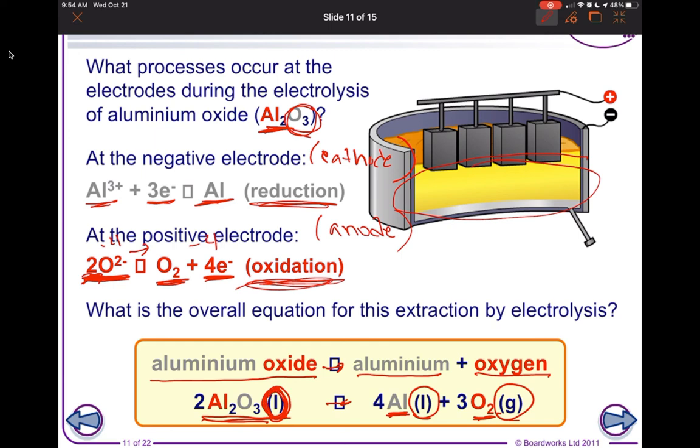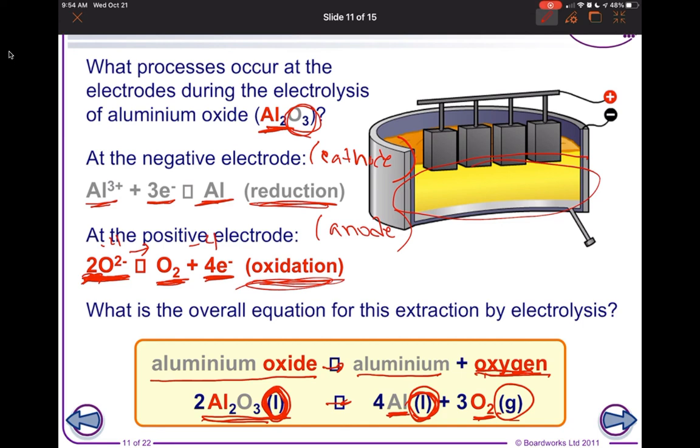We had to liquefy it by heating it really, really hot. And then when it's attracted to my negative cathode, it's still in liquid form because it's becoming aluminum metal, but it's still in the molten form because it's still in that hot bath of substance. But then the oxide is being attracted to the positive electrode, and it's losing those electrons. And when it does that, it just becomes oxygen. Like we breathe, oxygen can only be in gaseous form.